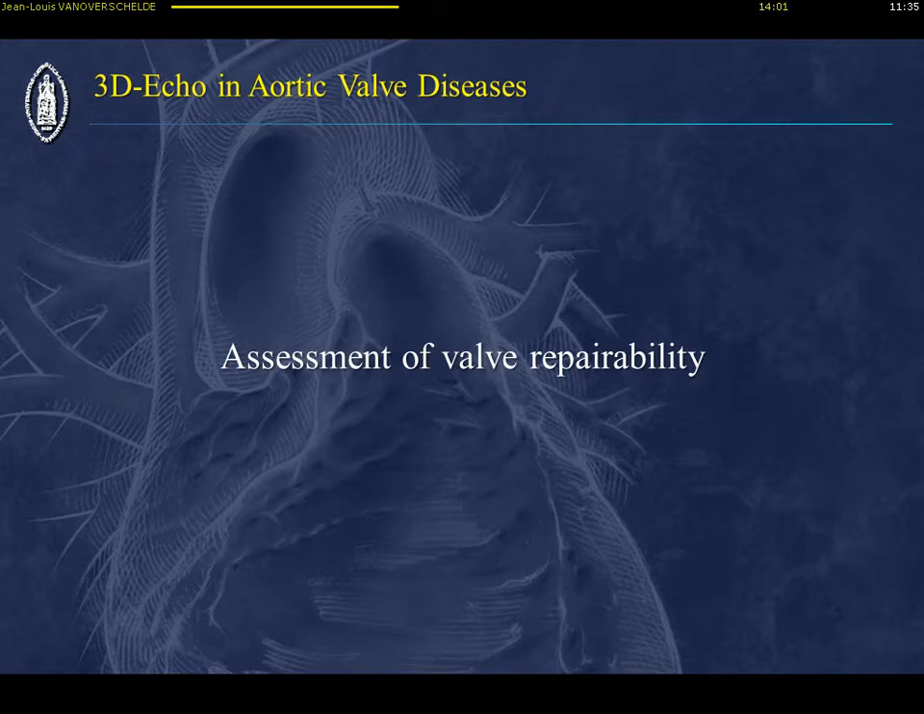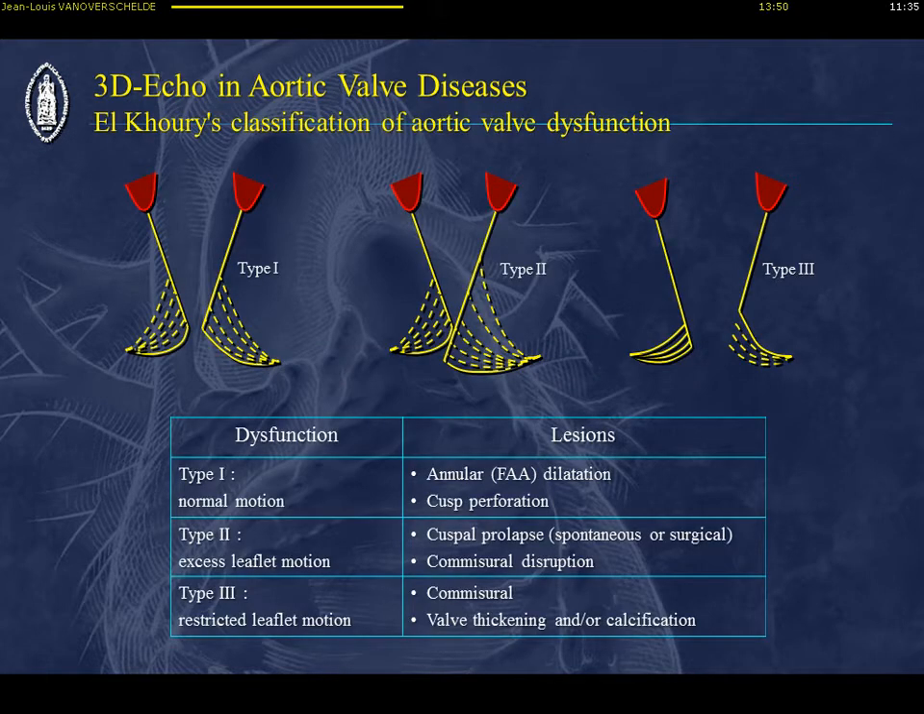You can do that, of course, with two-dimensional echo, and we have demonstrated we can do so. What I will try to show you today is that we can do it with 3D echo as well. So we used a very similar classification of aortic valve dysfunctions as the Carpentier classification for the mitral valve. We just flipped it upside down, and we identified 3 different types of aortic valve dysfunction in aortic regurgitation. The type 1s, which are essentially due to root dilatation and correspond to a normal leaflet motion when you are in the operating room.